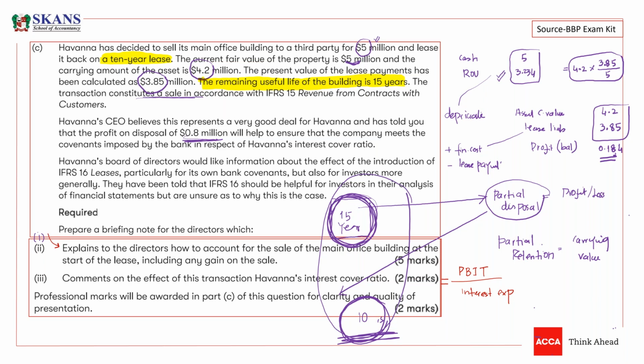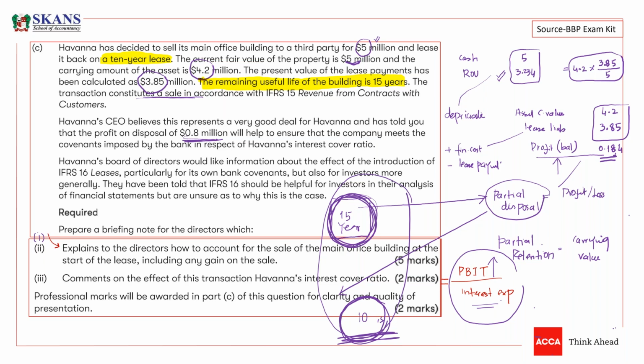Sir, you need to book this profit in P&L right now. It will increase your profits. And obviously, the formula is profit before interest and tax divided by interest. This ratio will increase a little bit. But we don't have any information on interest expense, so we don't know the exact impact. But we can say that by increasing the profit before interest and tax by 0.184, obviously the interest cover ratio will increase, which is a good sign.